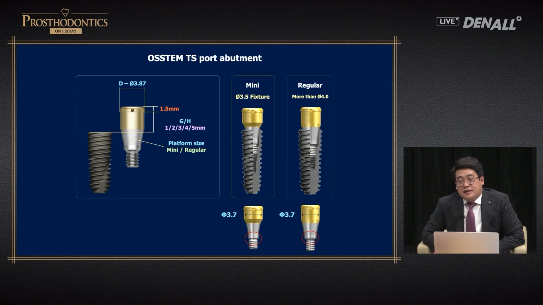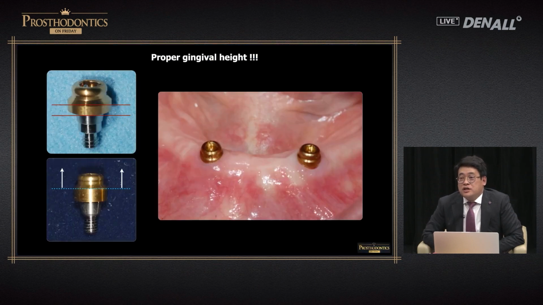In the case of the TS port, this is applied to the TS implant. There is a mini size and a regular size in diameter. So you can assume that there will be a difference in connection area. However, if you look at this image, the dimension of the area where the nylon nail goes in is the same. So you can use a 3.7 diameter component. Appropriate GH is very important.